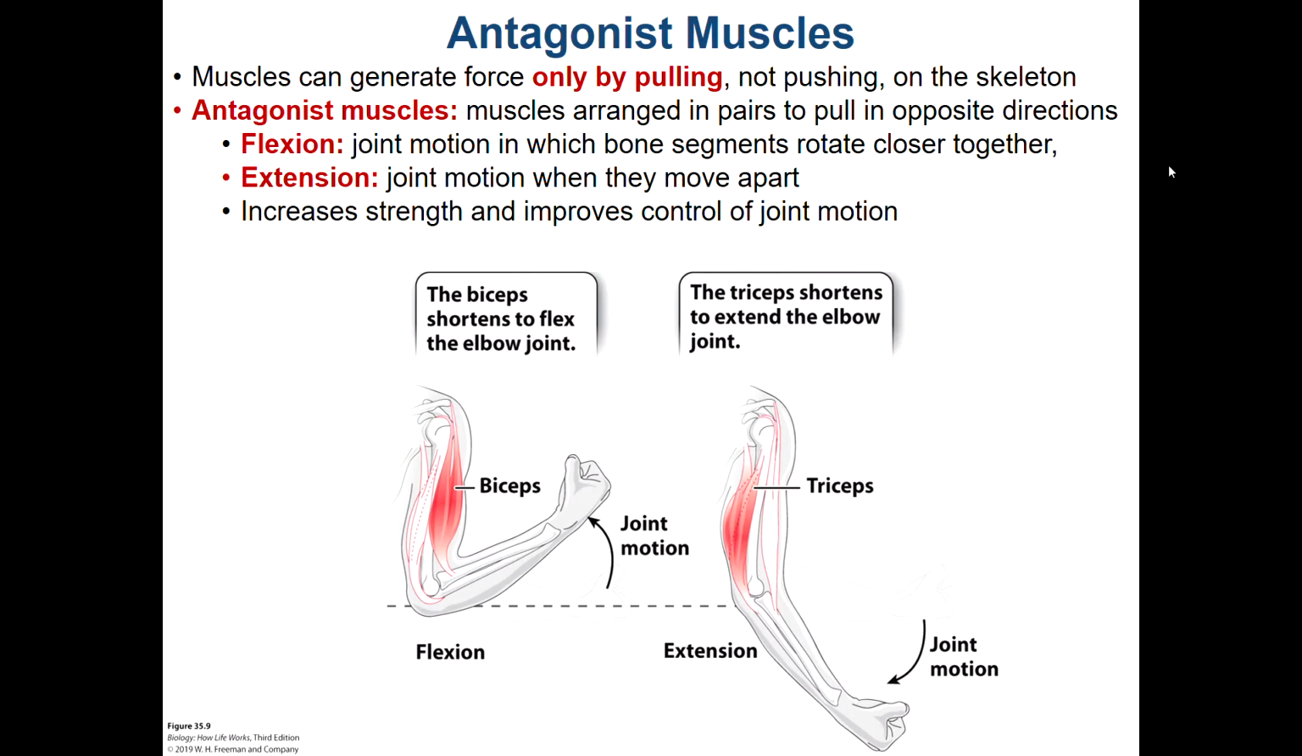An example of this are our triceps and biceps. The biceps shorten or contract to flex our elbow joint, so we're going in an upward direction towards our shoulder. Our tricep is the opposite, and it shortens to extend the elbow joint. So here we have the bicep, it pulls our forearm closer to our shoulder, and when we contract our tricep, we're actually pulling the elbow joint away from our shoulder. And in this way, we are able to move our elbows. It is only because these antagonist muscles work together, pulling in different directions. This increases strength and it improves control of joint motion.